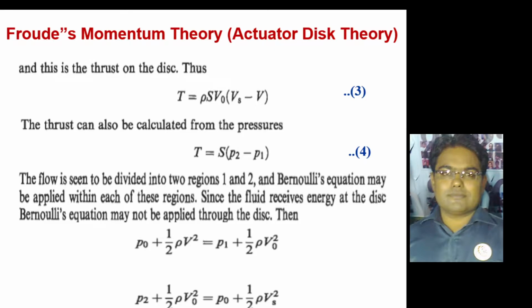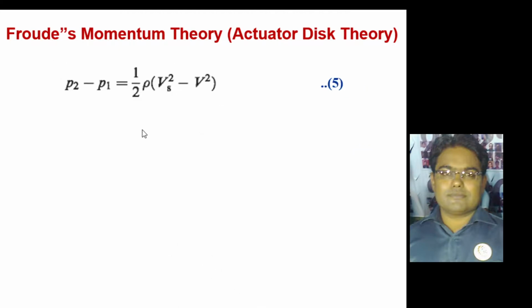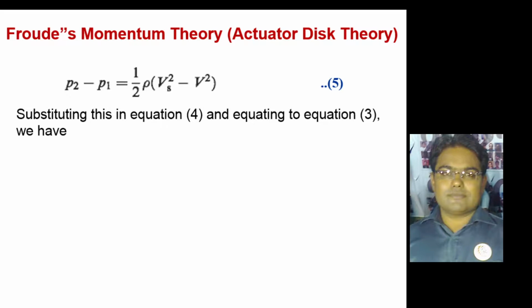So if we do so, we can write these two equations, right? This is called free stream conditions. P naught plus half rho V square equals P1 plus half rho V naught square. So this is the upstream condition to the disk, and this is the downstream condition of the disk. If we take the difference of this, we can get P2 minus P1. So we can get P2 minus P1 given by this equation, half rho (Vs square minus V square), or actually the pressure difference. So based on this, we can find out the thrust.